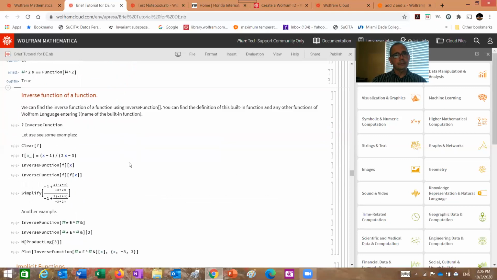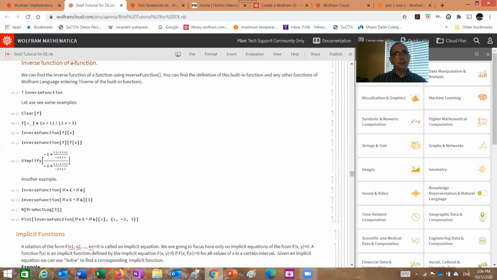Okay, now, the inverse function of a function. Well, there is a built-in function in Wolfram Mathematica, or Wolfram Language, which is called InverseFunction, that allows us to find the formula for the inverse function of a function whenever that formula exists. For example, we are going to start here. Well, let me tell you something.